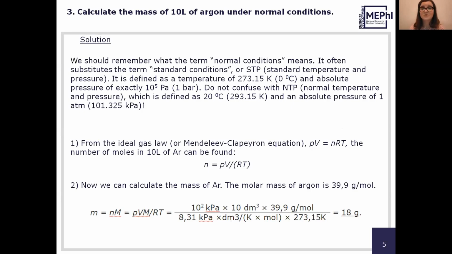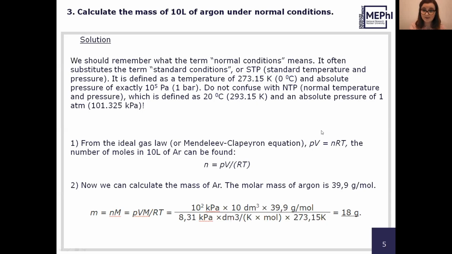Calculate the mass of 10 liters of argon under normal conditions. Well, the trickiest part of this problem is to remember what the term normal conditions means. It has been defined as a temperature of 273.15 kelvins, which is 0 centigrade, and an absolute pressure of exactly 100,000 pascals, not 1 atmosphere.